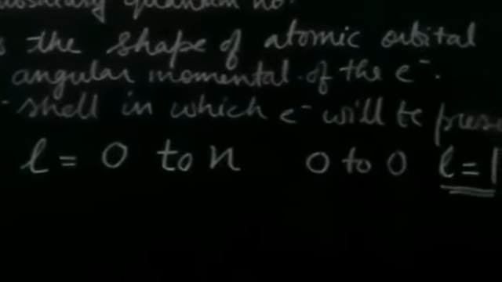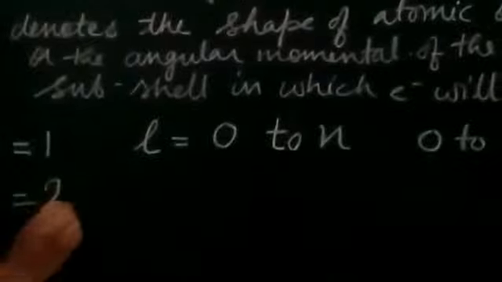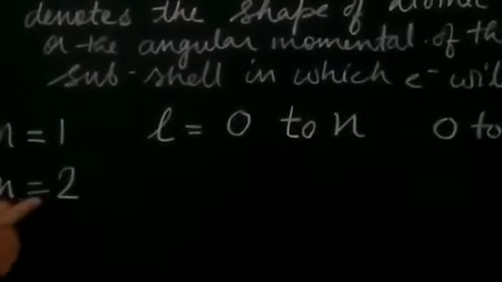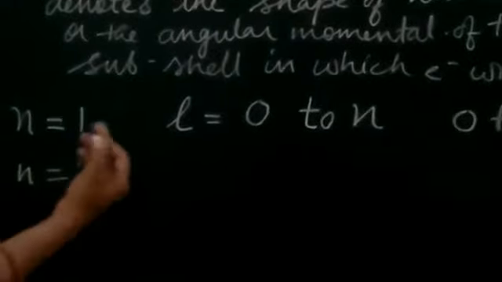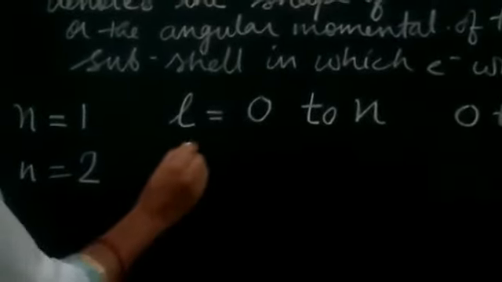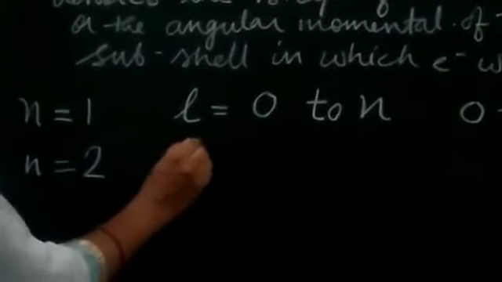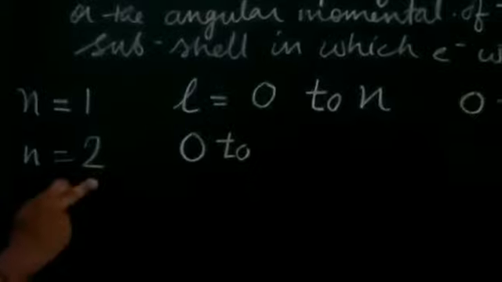Now let us first do this one. n equals 2. If it is shell number 2, the possible values for l, that is the subshell, will be from 0 to n. That is 0 to, how much? Sorry, this is 0 to n minus 1 here.